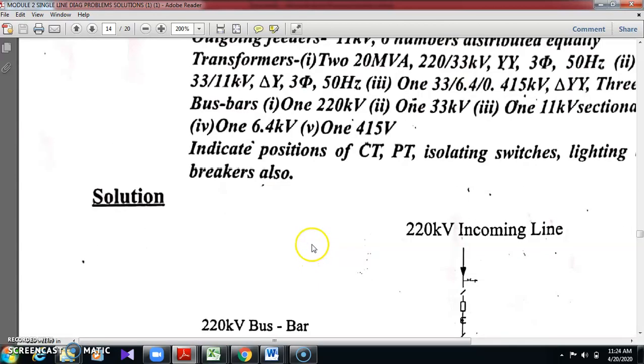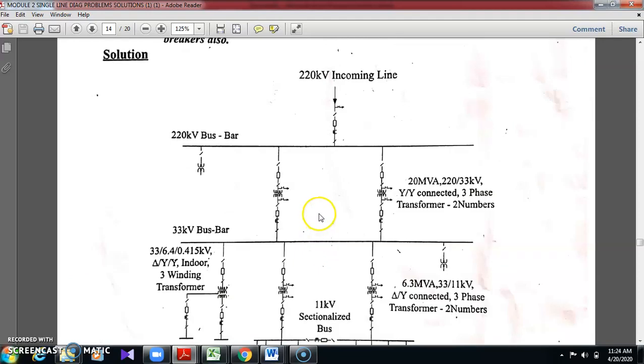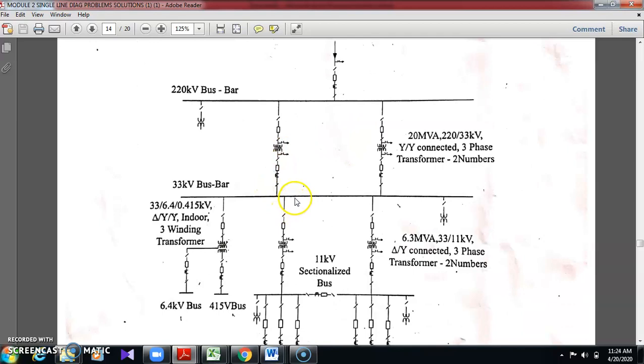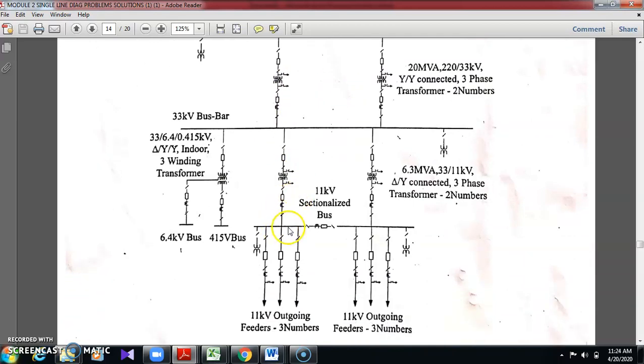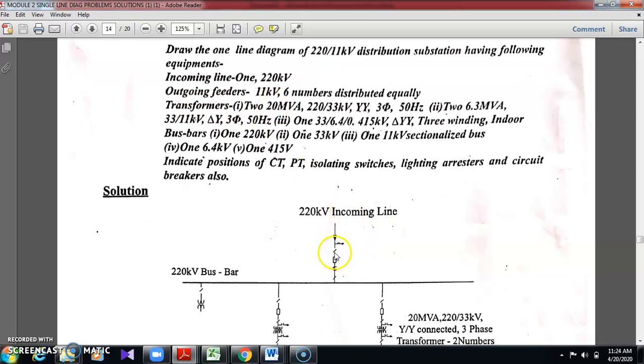So just have a look at this diagram. If you see this diagram, it is a 3 step. Here is the 220 kilovolt bus bar, here we are getting the 33 kV bus bar, and from 33 kV again step down to 11 kV, and from 11 kV a sectionalized bus bar. So 3 outgoing lines are there from each. Just have a look at this. Incoming line 1, 220 kV, 1 incoming line is there.